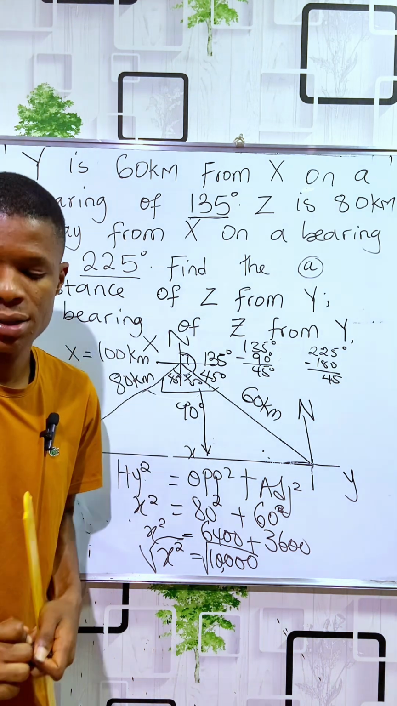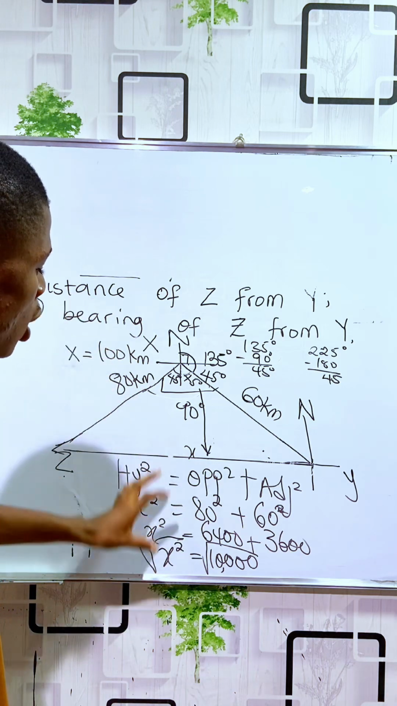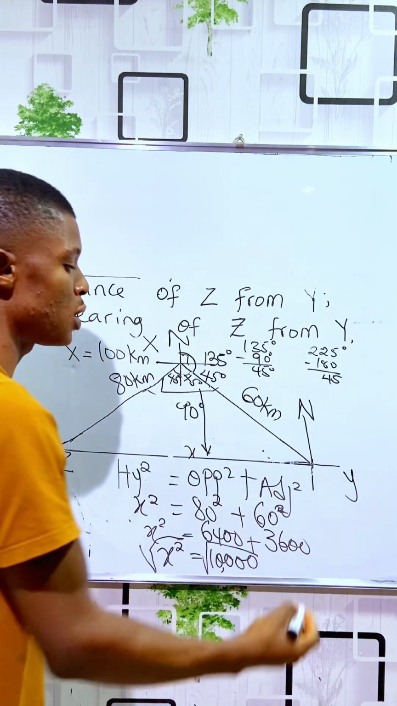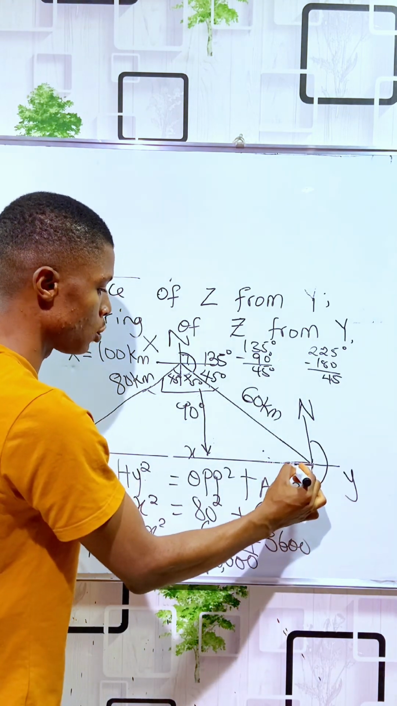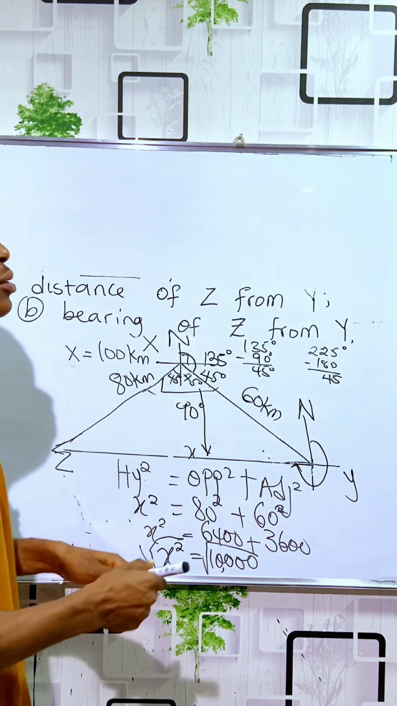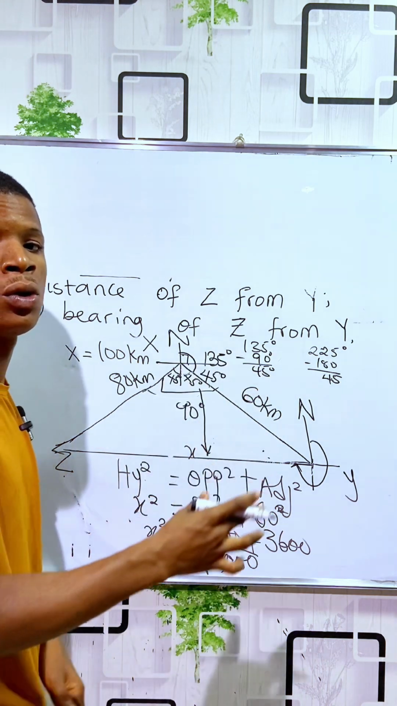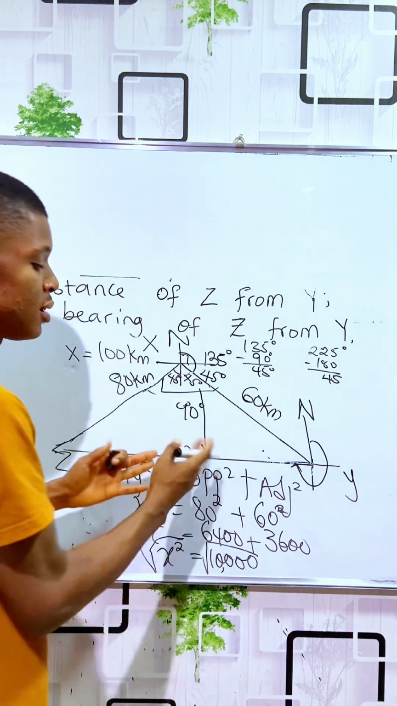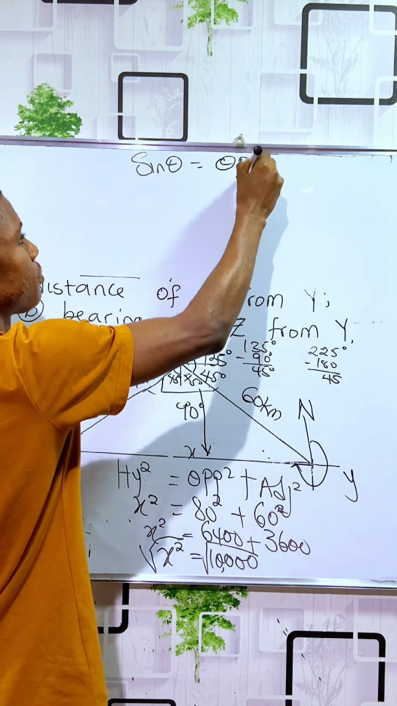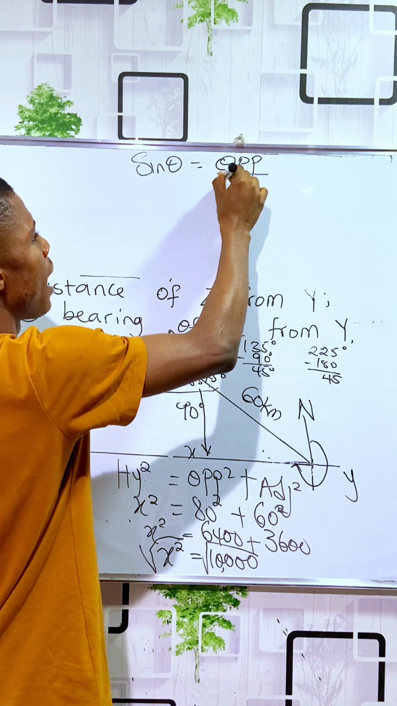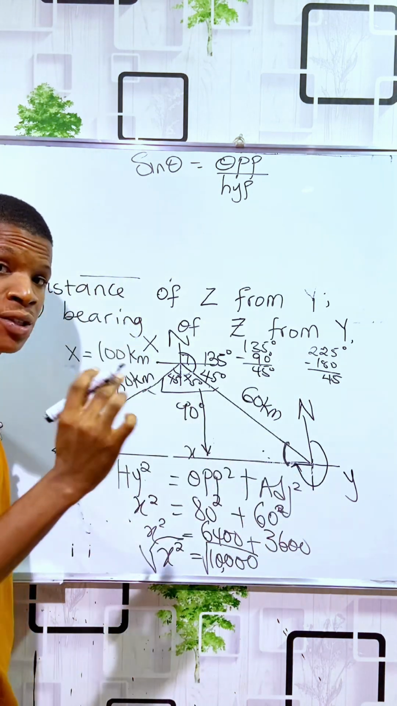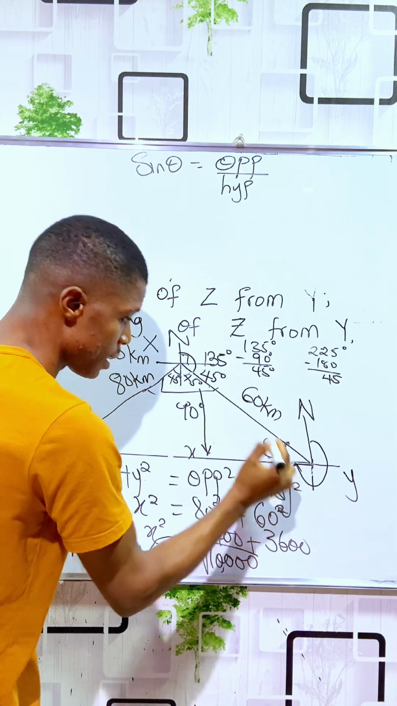So the length here is 100 kilometers. Then the next thing they asked us is to find the bearing of Z from Y. So our concentration will be the angle it moved to get to Z. Since this is a right-angled triangle, you can choose any trigonometric ratio you want. I choose the sine because the three sides are given. So sine theta is opposite over hypotenuse. Here is the angle we really want to find first, not just the bearing, just the angle. Let's represent it as theta.